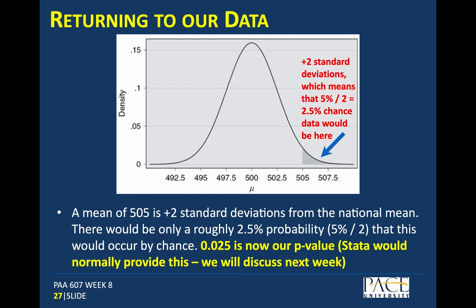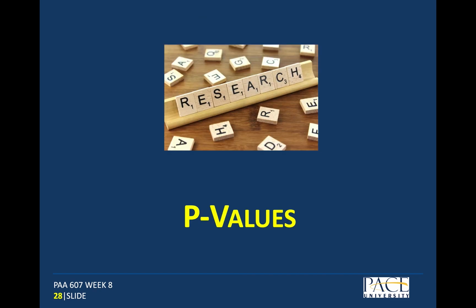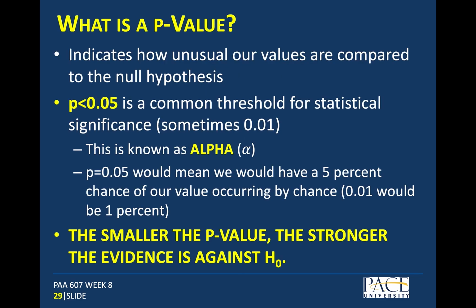But basically, this is saying we're now converting that percentage, that 2.5% probability, into a decimal, 0.025, and that is what's called a p-value. And Stata will normally provide this. We're going to discuss this more next week. But just know that we're basically converting this probability number into a decimal now, and that's called a p-value. So let's talk a little bit more about p-values.